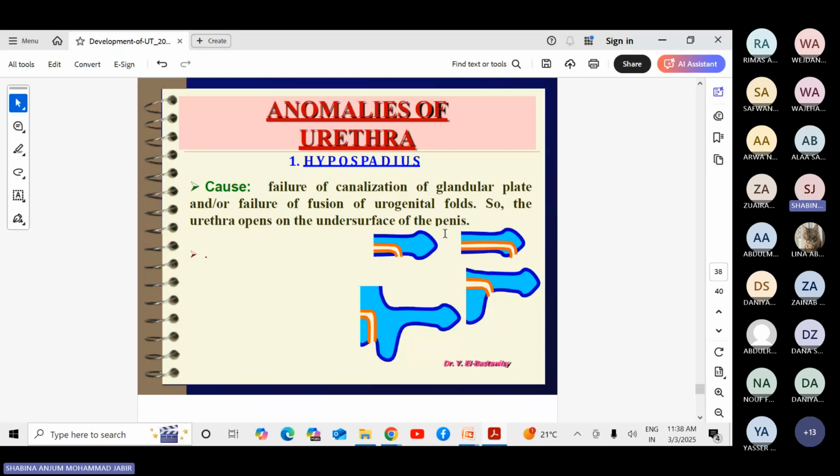It has many types, but at present there is no need. But you should know what hypospadias is. What is hypospadias? It is failure of fusion of the urogenital fold or failure of canalization. So what is the site for the urethra to open? It will open at the under surface of the penis.